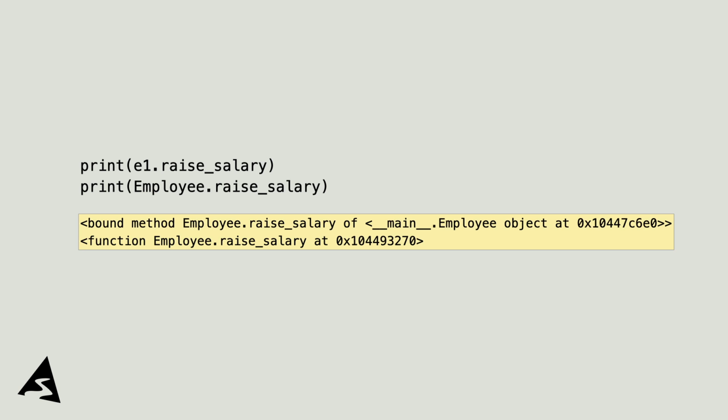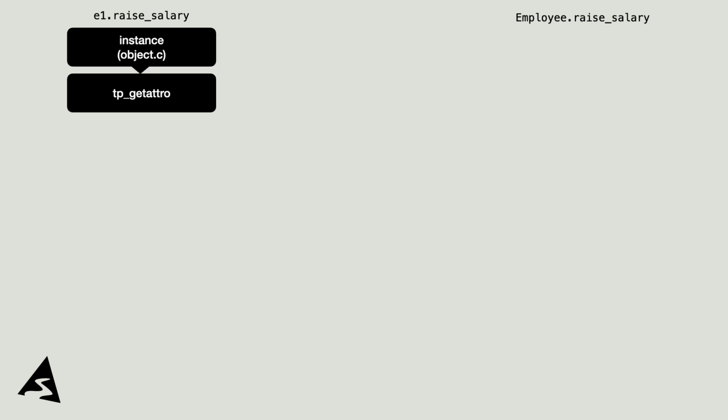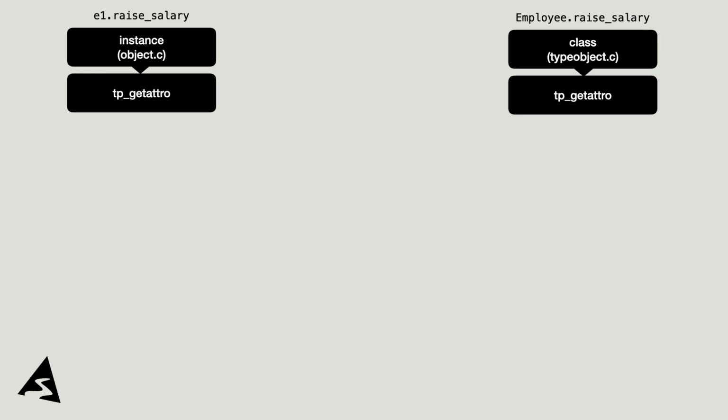Well, let's dive in deep. I'll compare accessing raise_salary from instance e1 and from the class Employee. For instances, Python calls tp_getattro on the type of the instance, which is the class Employee. For classes, tp_getattro is called on the type of the class, which is type. All of this happens inside CPython and is not directly visible at the Python level.